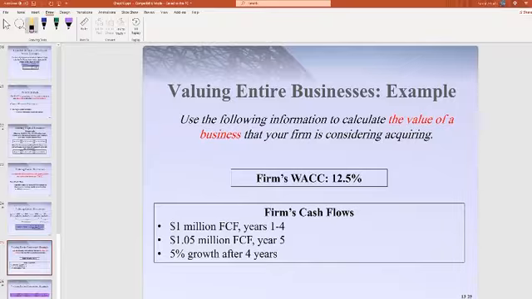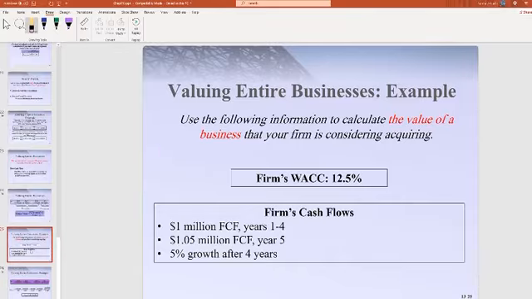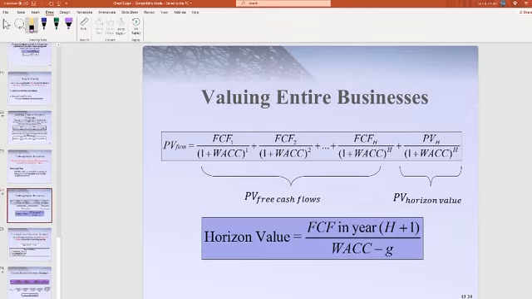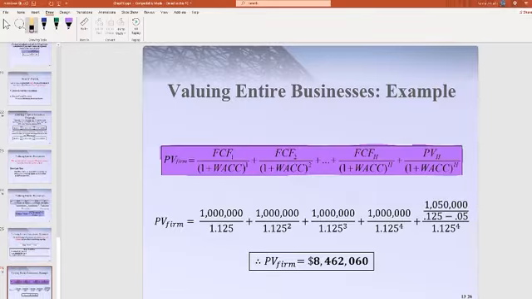So let's go to the last slide. This is the formula from the previous slide that I highlighted in purple. Basically, we have 1 million each year, from year 1 to 4. So you put it in the formula: 1 million, 1 million, 1 million, 1 million, each divided by 1 plus WACC. WACC was given as 12.5%. You can put the numbers in the formula and get the final answer easily.